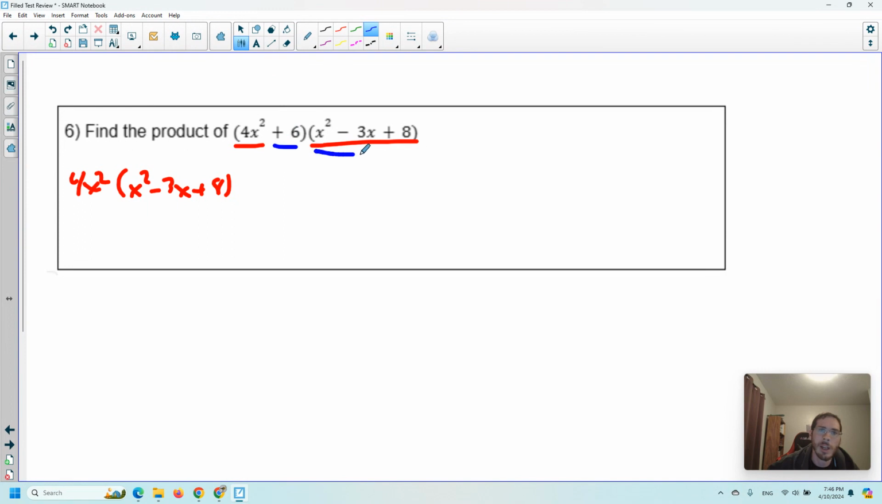And with the 6, I have to multiply that by the whole trinomial. So plus 6 times x squared minus 3x plus 8. And now I've got to do a whole bunch of distributing. So we're going to do all this distributing.